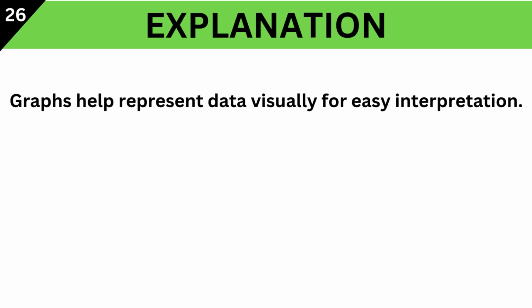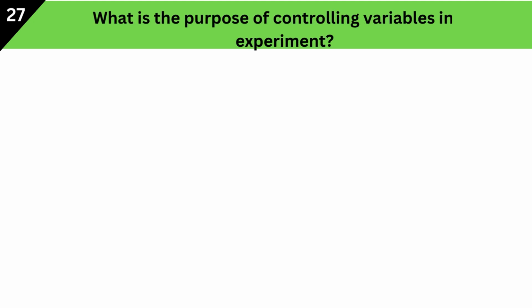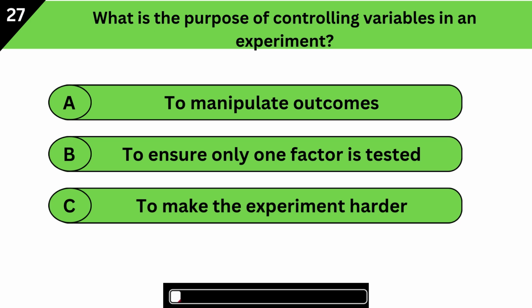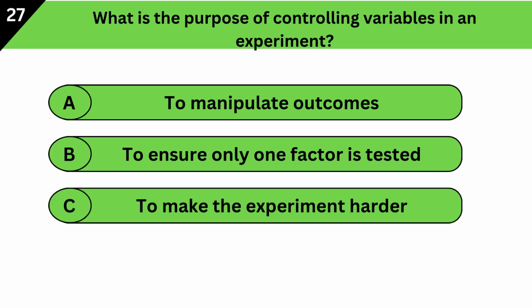Explanation. Graphs help represent data visually for easy interpretation. What is the purpose of controlling variables in an experiment? Option A, to manipulate outcomes. Option B, to ensure only one factor is tested. Option C, to make the experiment harder.